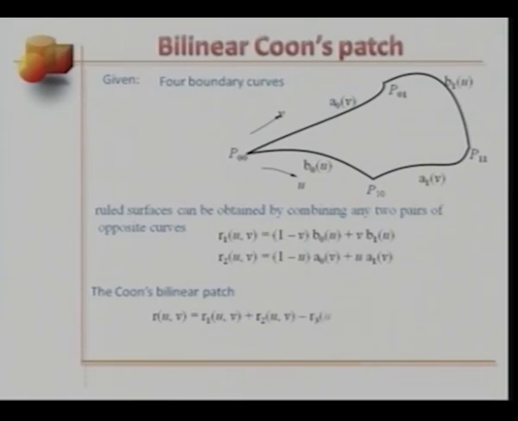But wait a minute. Why are we subtracting R3 of uv? We don't know anything about it. We'll probably have to make this adjustment to make sure that all the boundary conditions are met.